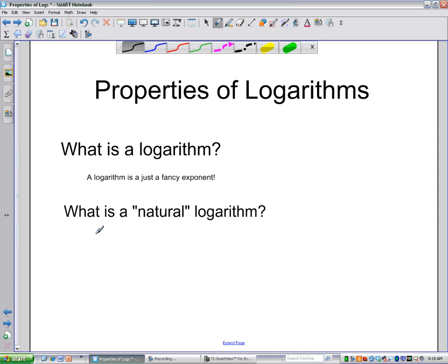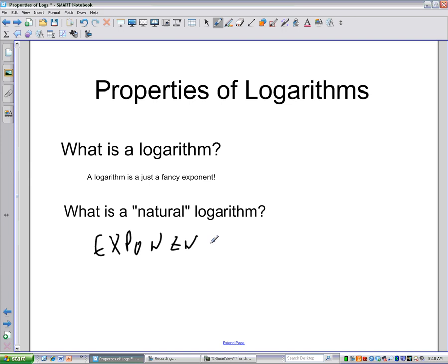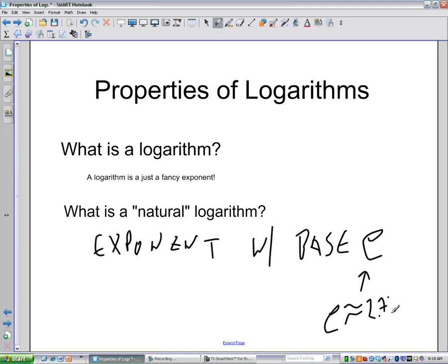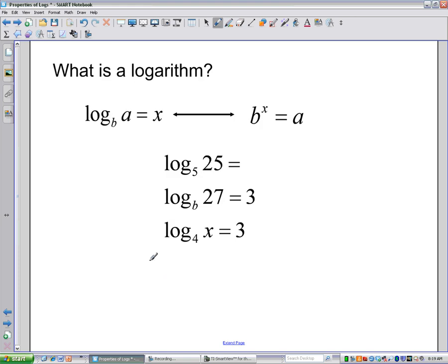What's a natural logarithm? A natural logarithm is an exponent with a base e. Okay, and e is that 2.71828. It's another one of those constants like pi, and then it keeps going forever and ever without repeating. It's an irrational number. So a natural logarithm is just an exponent base e. When you push the log button on your calculator, you get base 10. All right. So what's a logarithm? It's a fancy exponent. I'll just keep saying that over and over again.